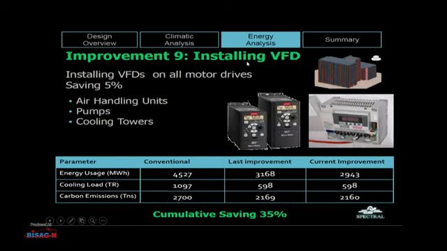Then installing VFDs. VFD is basically a type of motor controller that drives an electric motor by varying frequency and voltage of its power supply. And by this we could achieve 5% saving in energy. VFDs in buildings are generally used in AHUs, pumps and cooling towers. 35% of energy has been saved using these slight, minor changes.